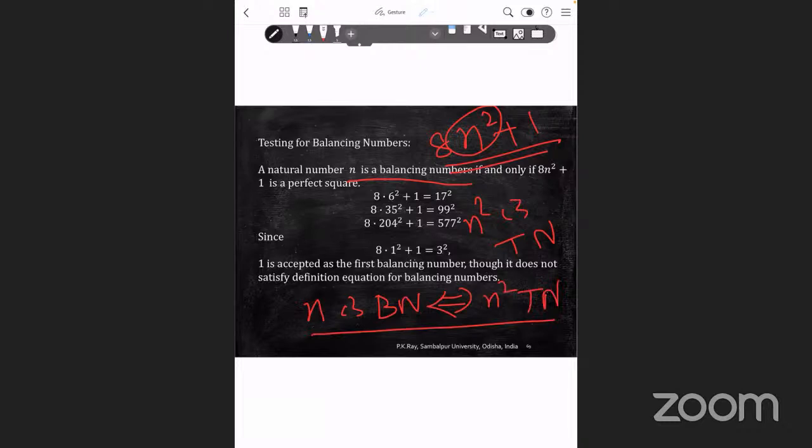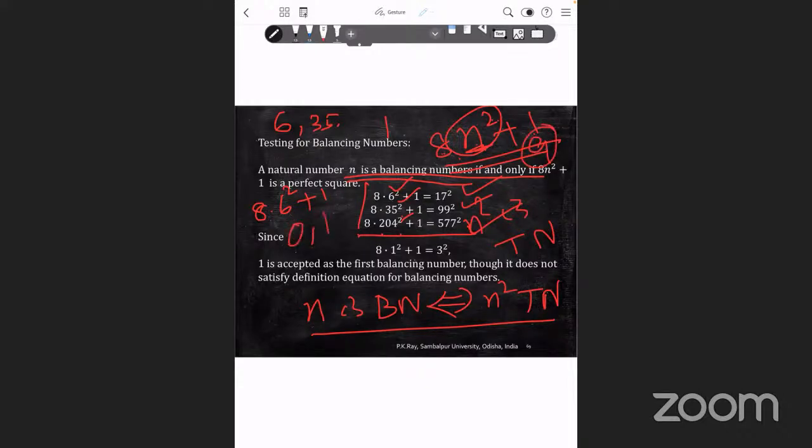From this definition, you can verify, because as I told, 6 is the first balancing number, 35 is the second. You can verify that 8 into 6 square plus 1 is 17 square, a perfect square. 8 into 35 square plus 1 is 99 square. 8 into 204 square plus 1 is 577 square, and so on. So these are 6, 35, 204. They come from the original definition, and we also verified them with this definition. But if we put 0 in place of n, 8 into 0 square plus 1 is 1. 1 is a perfect square. If we put 1 in place of n, 8 into 1 square plus 1 is 9, a perfect square.